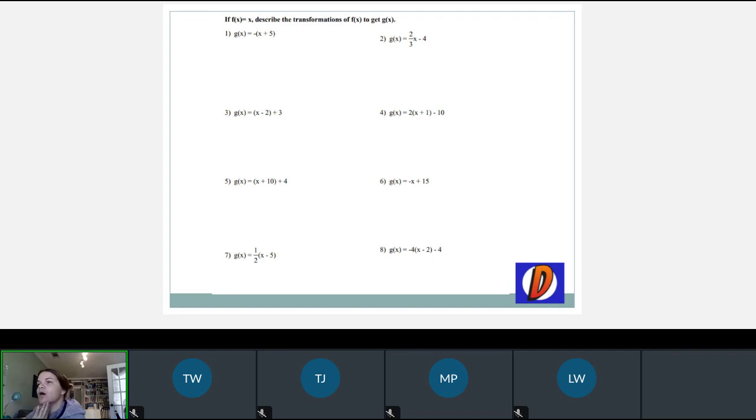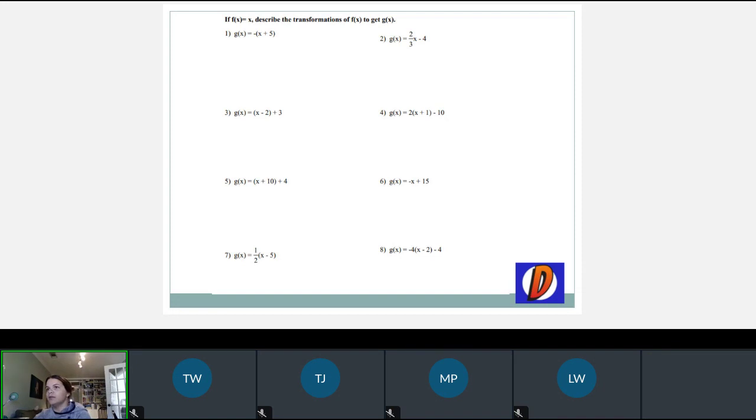Alrighty, so let's look at number 1. The directions for these say if f of x equals x, that's our parent function, describe the transformation of f of x to get to g of x. So f of x and g of x are different. We're going to take this one step at a time. It looks overwhelming, but all we're going to do is go one piece at a time, check back with our rules, and figure out what's happening.